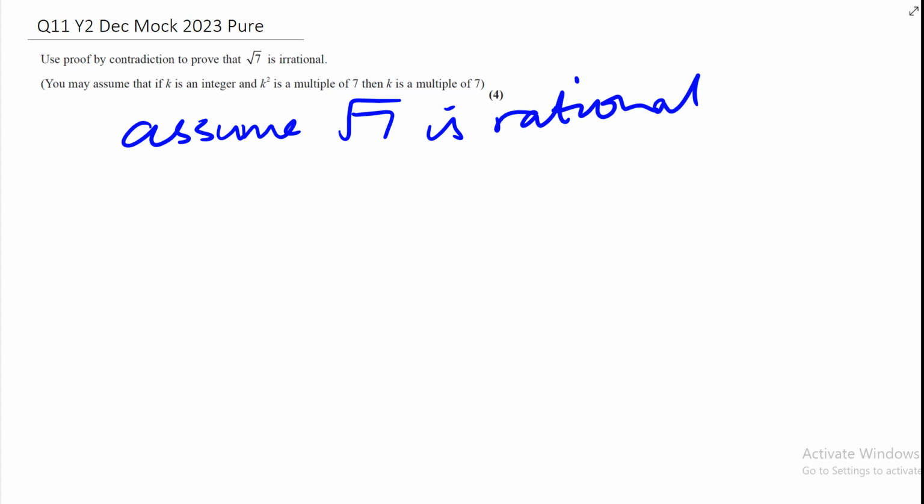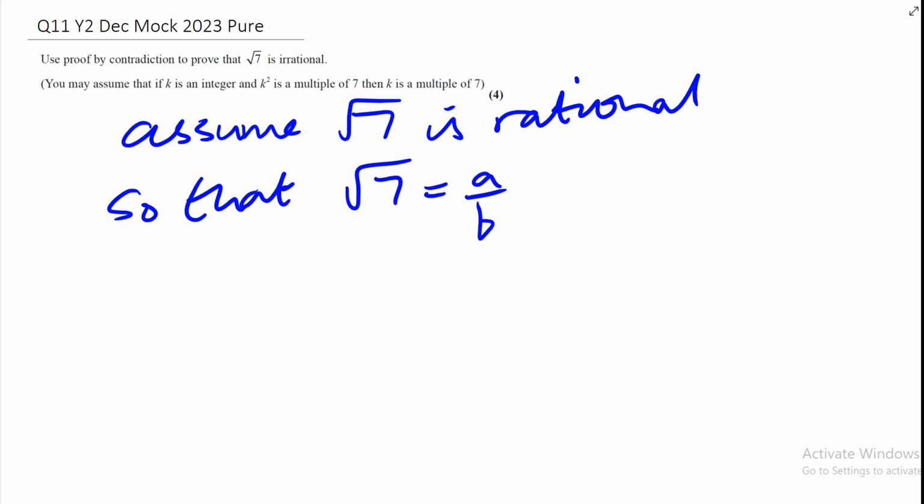So let's assume the opposite. Let's assume root 7 is rational. So then root 7 can be written as a fraction. Hopefully something's going to go wrong here, which means the original statement up here must be true.